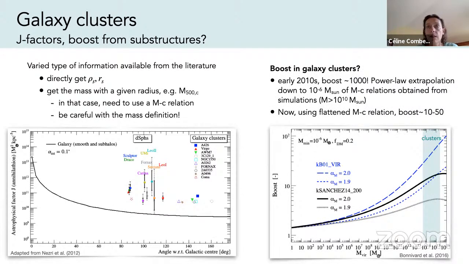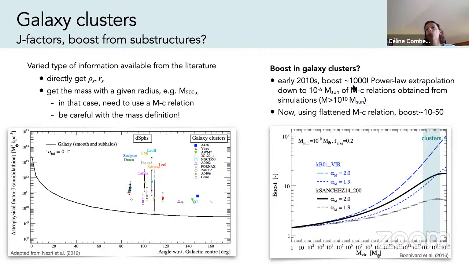So one of the reasons that clusters were earlier on invoked as great targets for indirect detection is because at the time, if you look at papers in the early 2010s, boosts of factor 10 up to 1,000 were claimed. And of course, if you have such large boosts, these objects become really promising. But what those earlier studies did was use a mass concentration relation obtained from numerical simulation, which is absolutely fine. But the mass resolution in the simulation was limited to the high mass range at that time. And so they were just using a power law extrapolation of the mass concentration relation. So they were basically predicting much more concentrated low mass halos than we know of now. And with such high concentration, it means that the single halo luminosity is much higher, and so the boost was really large.